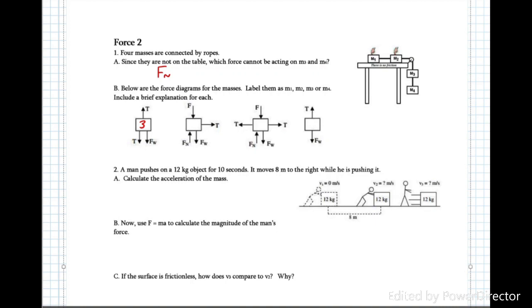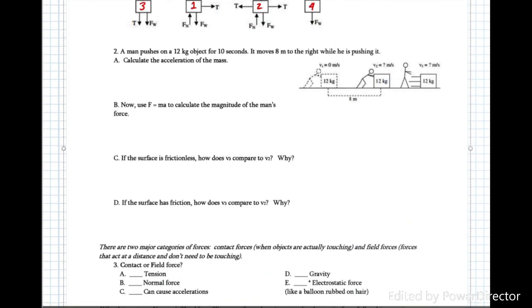Weight down, one tension pulling to the right. That's one. Next one has force down and the normal force up. So I'm back on the table. Tension is pulling left and right. That's mass 2. It's got a string pulling to the left and a string pulling to the right. Last one just has tension up, weight down. That's mass 4 with nothing else going.